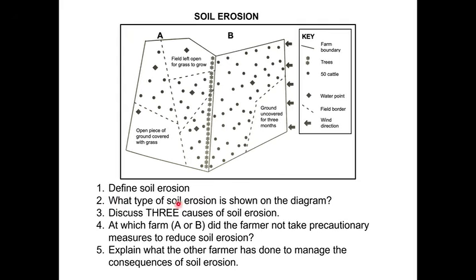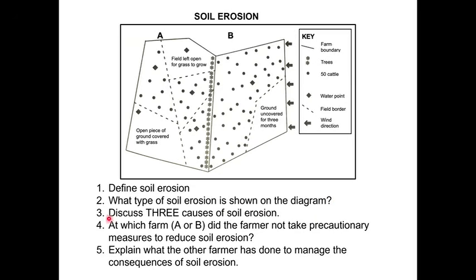Second one, what type of soil erosion is shown in the diagram? And immediately you say, but hang on, in the diagram there was wind, right? And this other guy had, it can only be wind erosion. You don't even need to go back to the diagram because you have read the diagram, right?